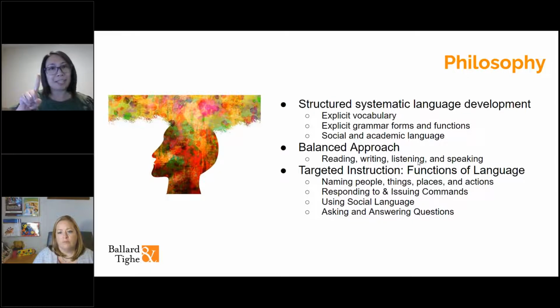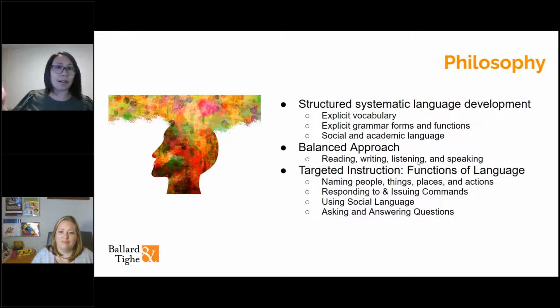Explicit vocabulary teaching is number 1. So we always believe in vocabulary, always taught through some kind of context. We then have grammatical forms, things like nouns, adjectives, adverbs, all your verb tenses, definitely punctuation, things like that. But the functions of language, that's the third thing, and that's what we're going to focus on today. You are going to see a lot of social language at the newcomer level.